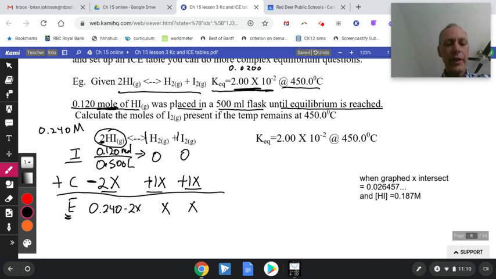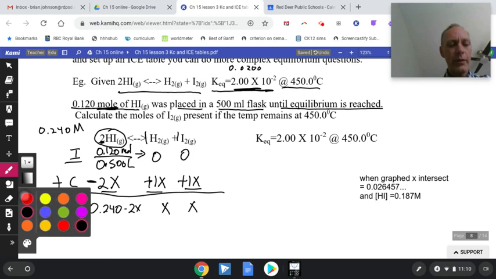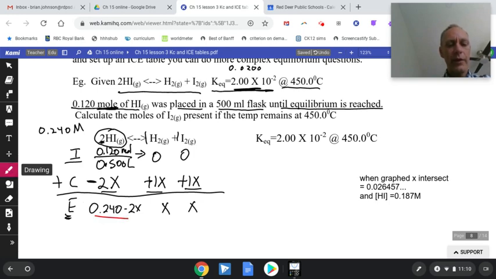Now, yesterday, you were given one of these 3 values. You were either given the answer to this, or this, or this, and we could solve for x. Today, you're not. So here's why these are a little more complicated. What we can do is use our equilibrium expression to solve for x.